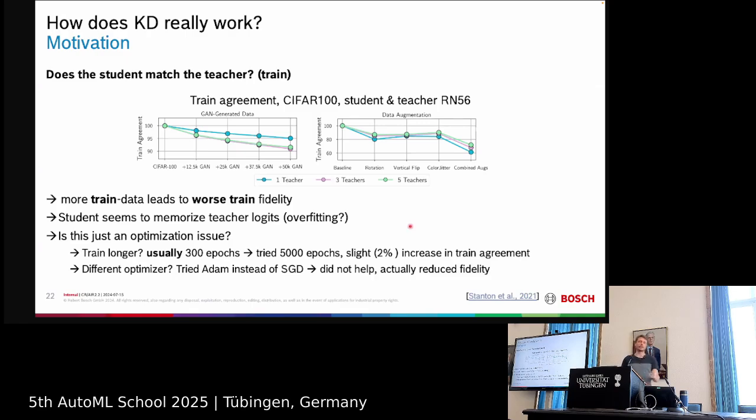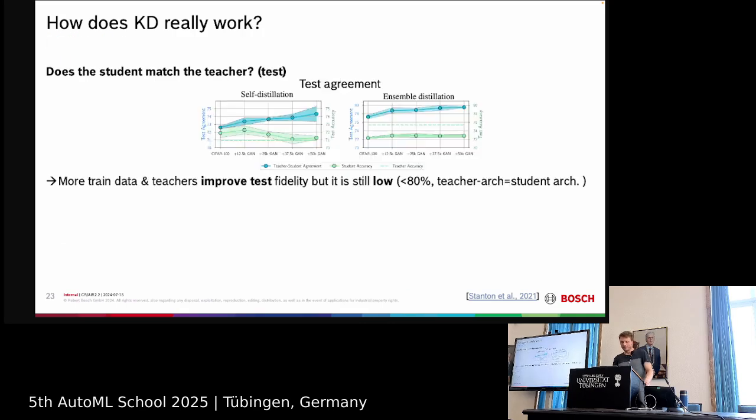So what should we try? If we think it's overfitting, of course we train for a very, very long time. Usually 300 epochs, here they tried 5,000 epochs. They got a slight 2% increase in train agreement, but the student never really did what the teacher does at all times, which with such a small network on such small data and this amount of expanded samples, you would expect it to. They also, of course, tried different optimizers and so on. Looking at the test agreement, you would also expect this to fit, but here they claim you only get up to 80% agreement between student and teacher.